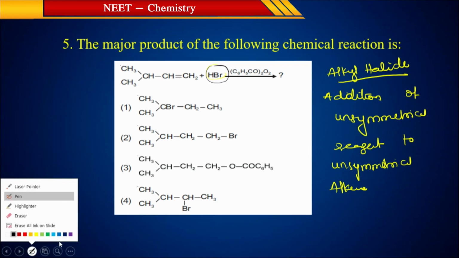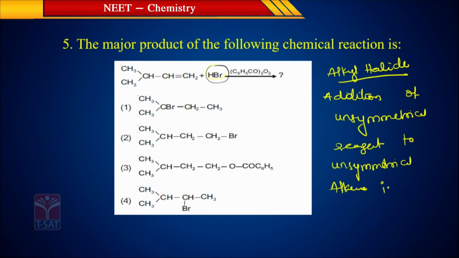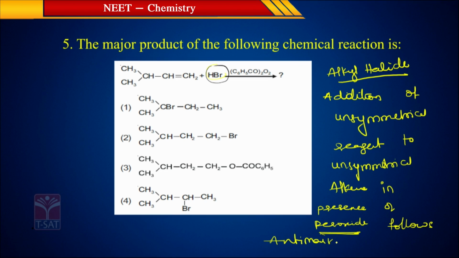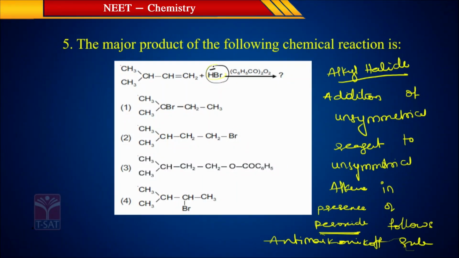And one more important thing is the presence of peroxide. In the absence of peroxide it follows Markovnikov, but in the presence of peroxide it follows the anti-Markovnikov rule. So, what is the anti-Markovnikov rule? In the reagent you will generally have two parts, a positive part and a negative part. In HBr the positive part is H plus, the negative part is Br minus.